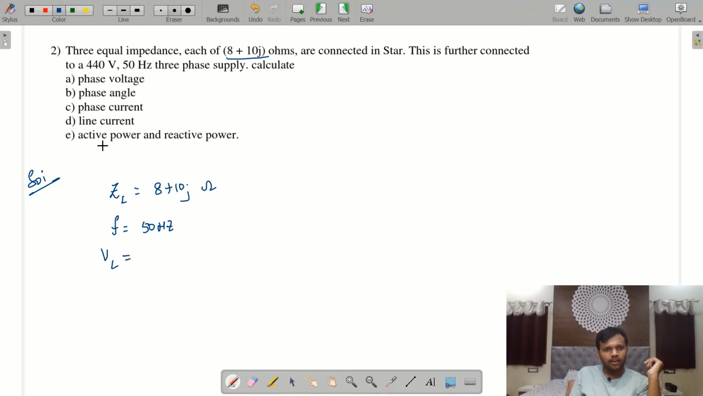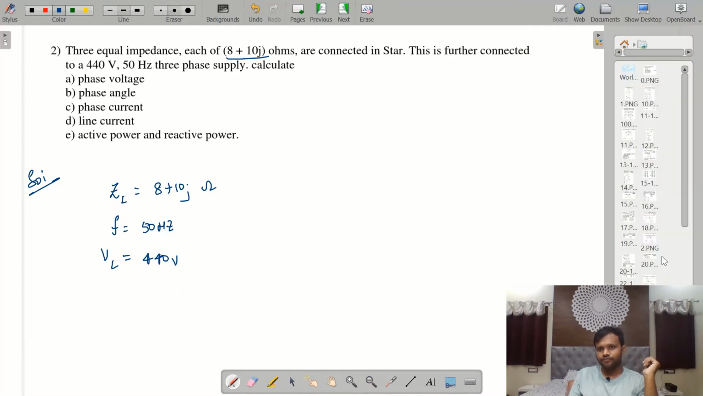Okay, see, if nothing is mentioned, you have to take it as a line voltage only. For a 3-phase we will denote with the line voltage, and we will denote with the RMS value only. Okay, if it is an AC, we will denote with the RMS quantities. Okay, so calculate what they were asking: the phase voltage, phase current, phase angle, line current, active and reactive power.